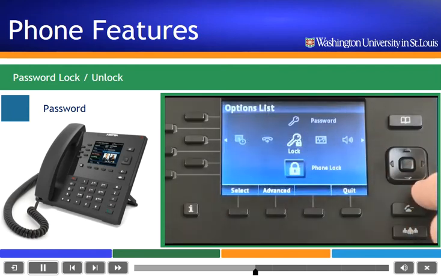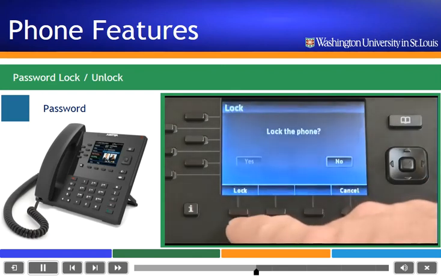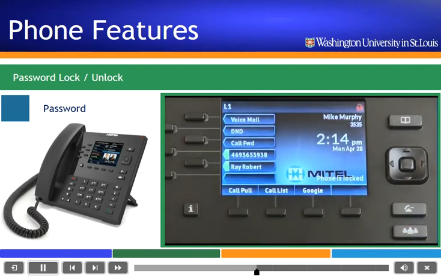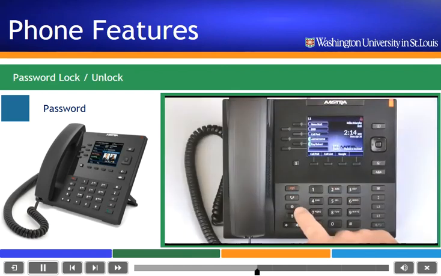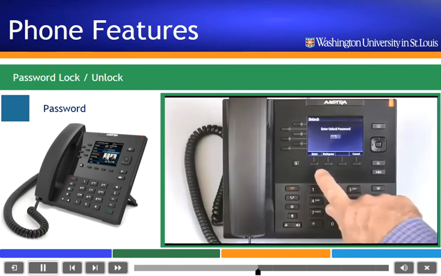A user or system administrator can lock a phone to prevent it from making outside calls or from changing how the phone is configured. To unlock the phone, press the Options button and enter the phone's password. Press Enter, then press the Unlock Soft key.